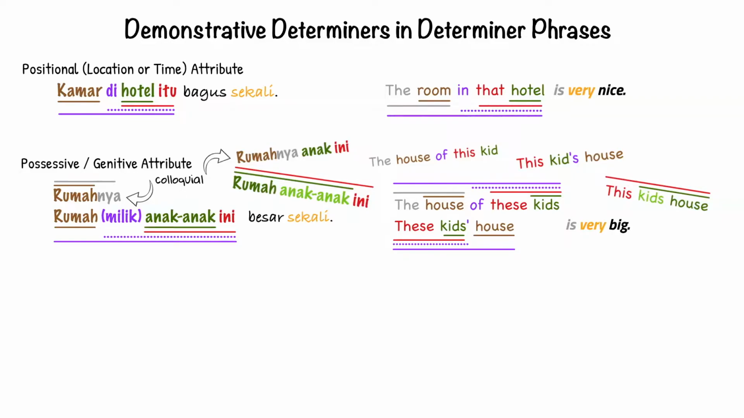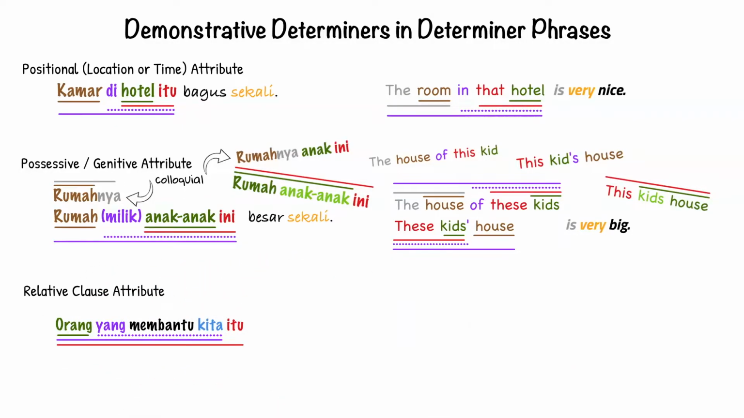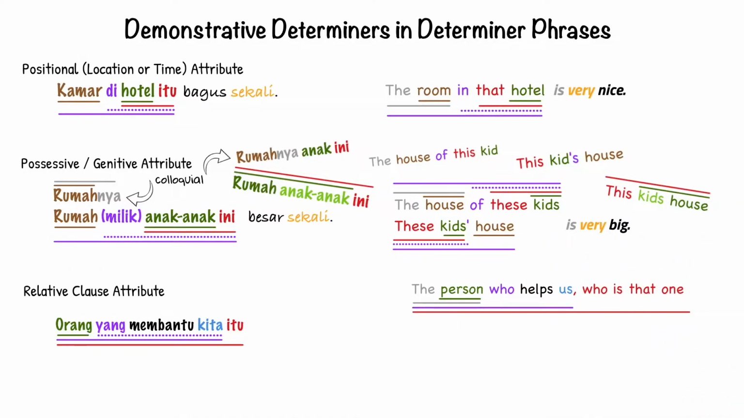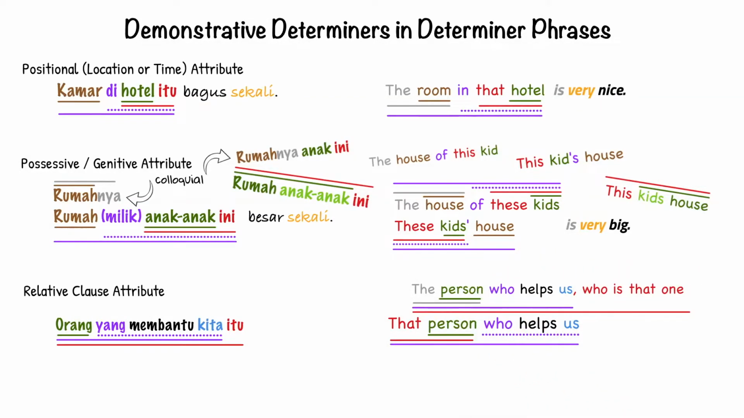Ini or itu can also come after relative clauses. Some examples. Orang yang membantu kita itu. Word for word, the person who helps us, who is that one? However, in English, normally we just translate it as that person who helps us. In a sentence, orang yang membantu kita itu tinggal di sana means that person who helps us lives there.